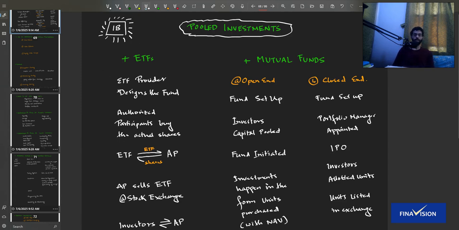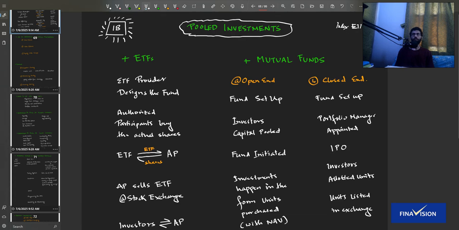Now this portfolio creation may be based on an index also. It can be based on active strategies also. It can be based on black box or hidden strategies also. In the case of actively managed funds, it can be a strategy or an idea based on which investments are being made. That can also be there. Or it can simply track an index. In that case, this will be a pooled fund which is tracking an index. Now examples of this can be index-based ETFs.